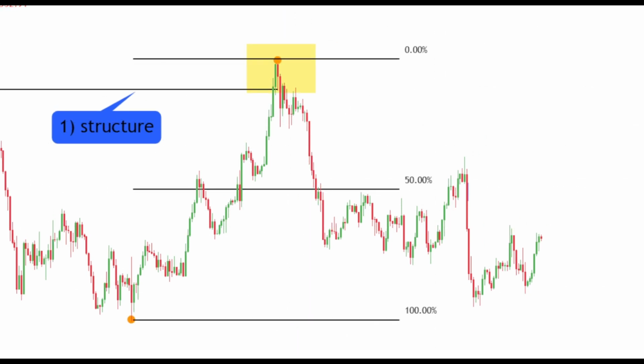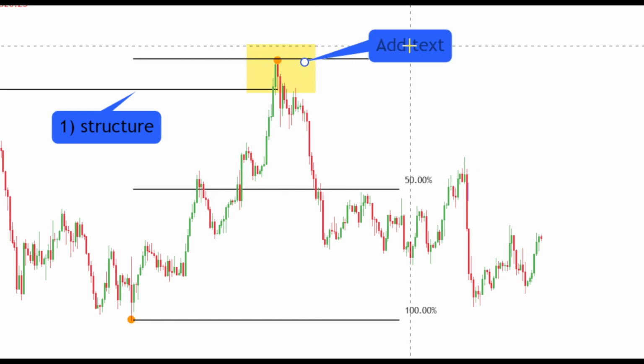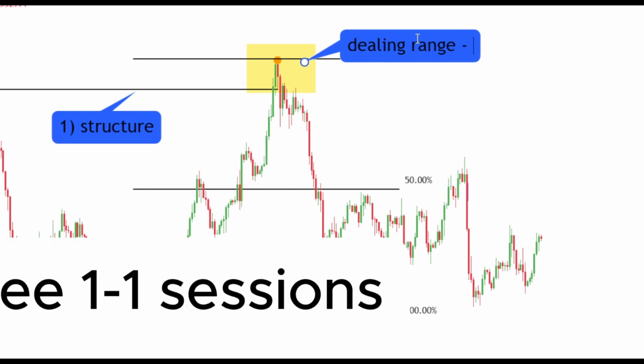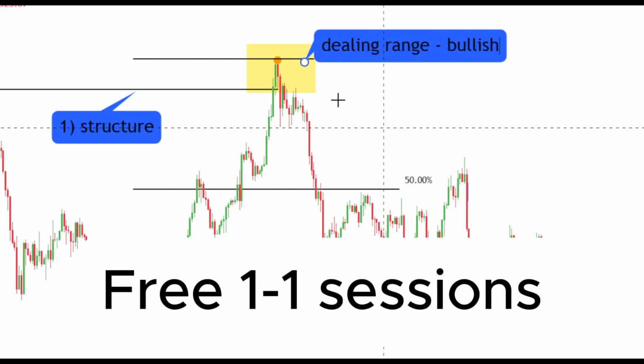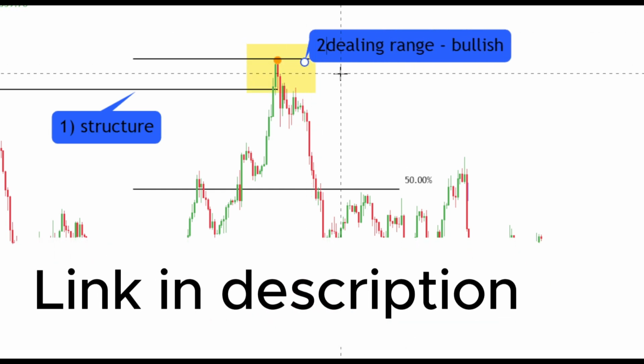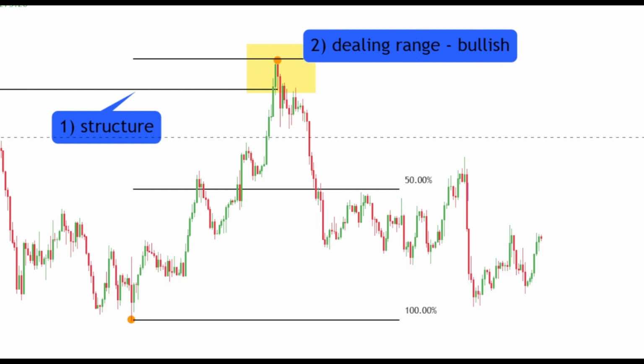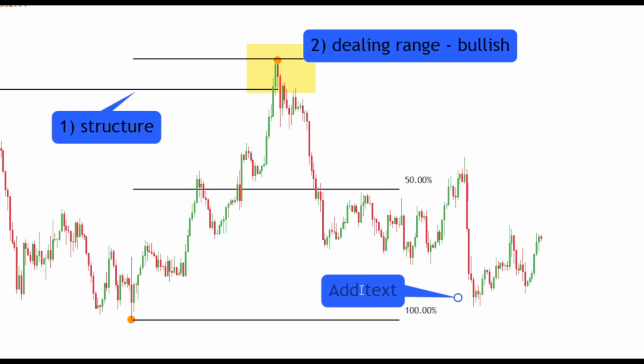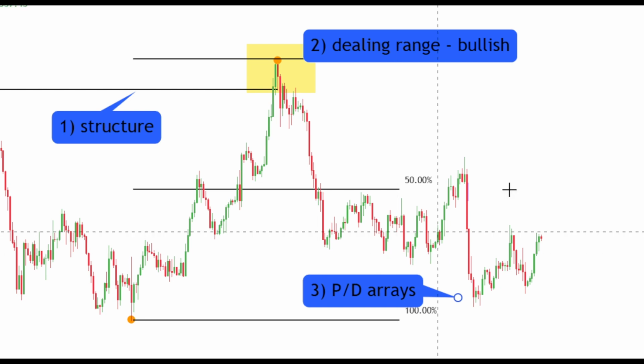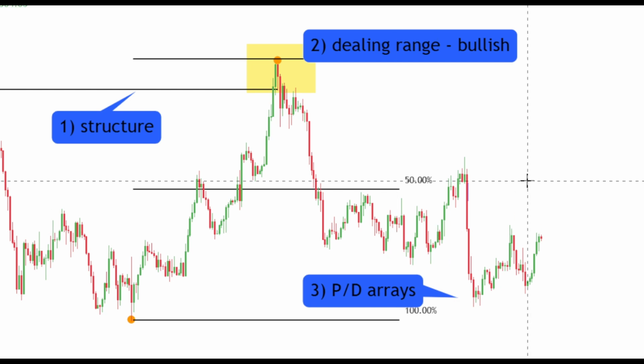Let's mark that in as the dealing range. I'll just put that at the top over here. So this is what we call the dealing range. We have a bullish dealing range to work with. Now, the third thing we want to look at, let's label that number 2, is our premium and discount arrays. Understand right now we are in a discount. So number 3, we'll call it PD arrays. Are we in premium or discount? This is how you build your edge. We have bullish structure. Our dealing range is therefore bullish.